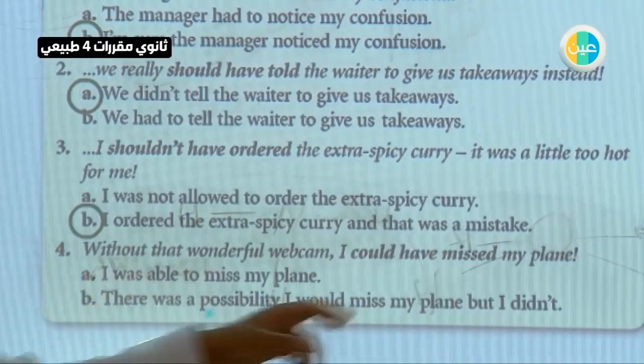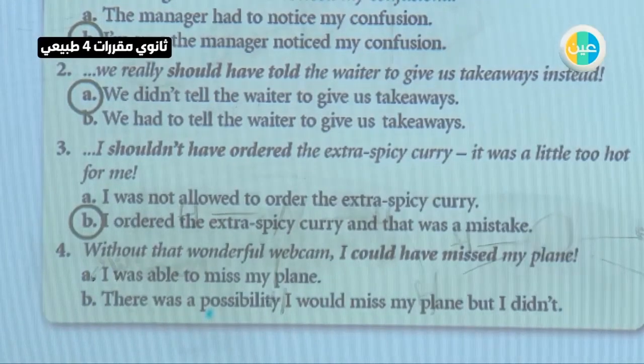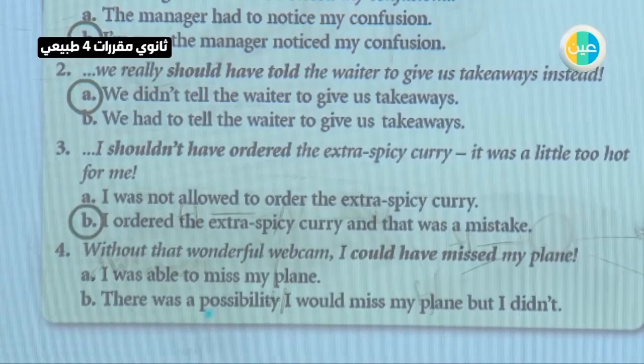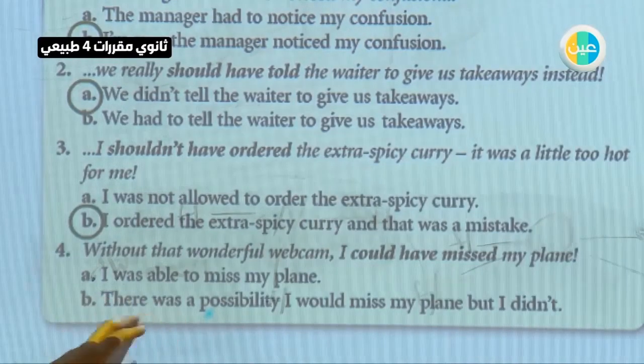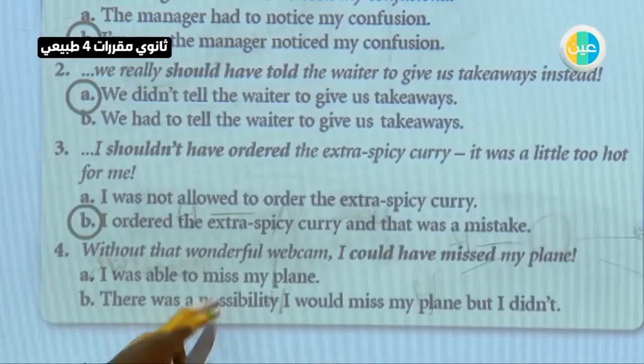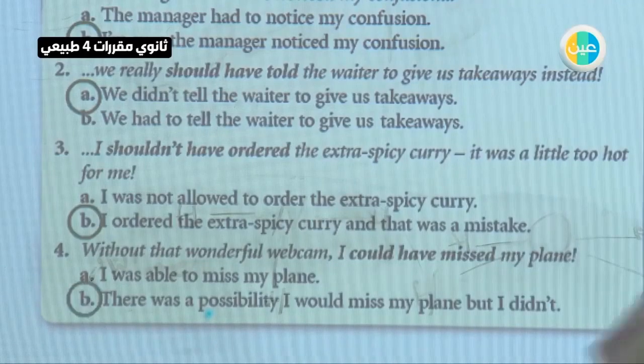Did he miss the plane or not? He didn't. He arrived on time. But there was a possibility he might have missed that. So the answer is B.